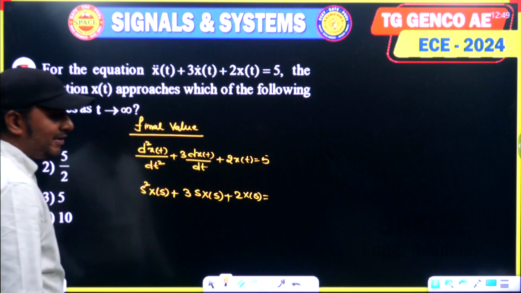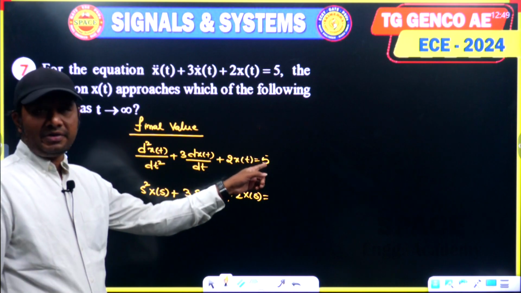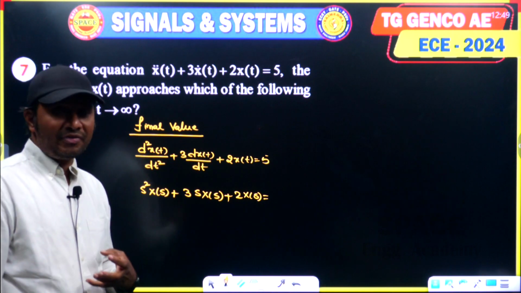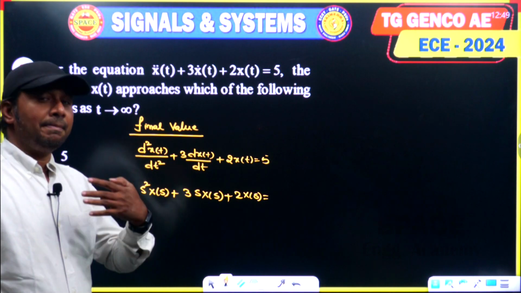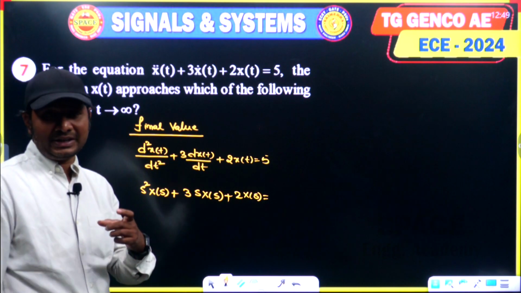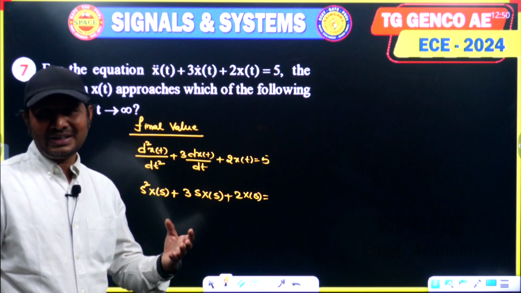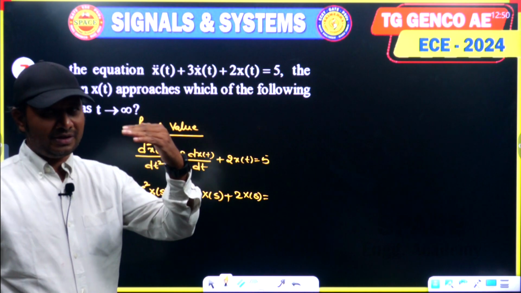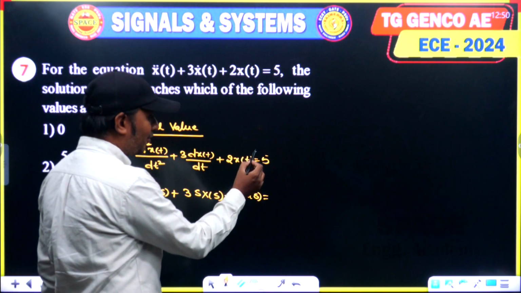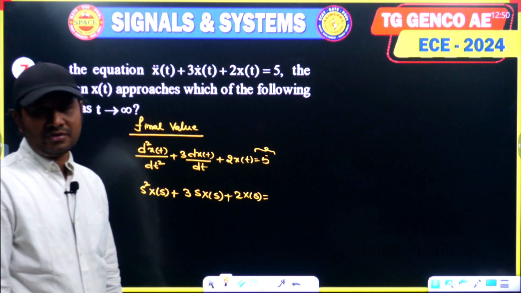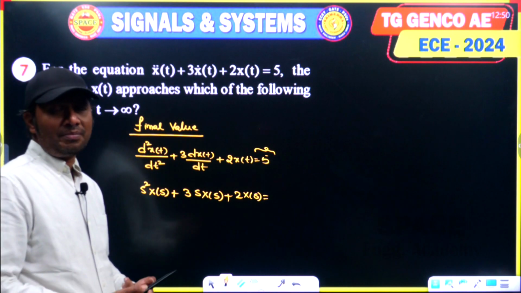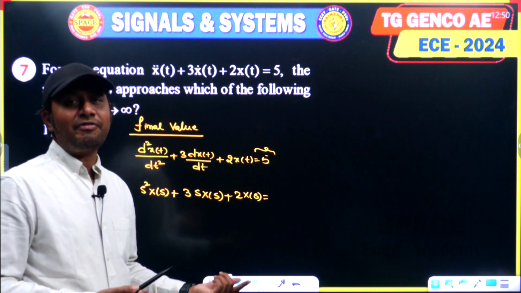Here 5 is there. Whenever you have a constant like this, you have to consider the unilateral Laplace transform. Suppose I consider the bilateral Laplace transform, where the limits of integration in the Laplace transform definition are from minus infinite to plus infinite, then the bilateral Laplace transform of this type of constant does not exist, but the unilateral Laplace transform exists. Unilateral Laplace transform means it is taking the form of 5 u of t.